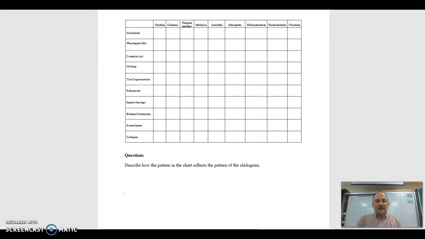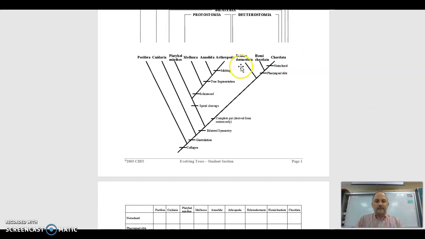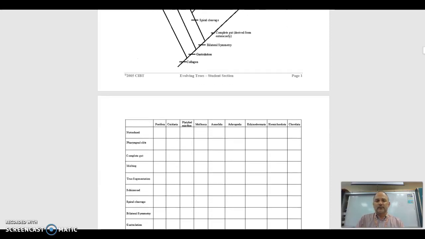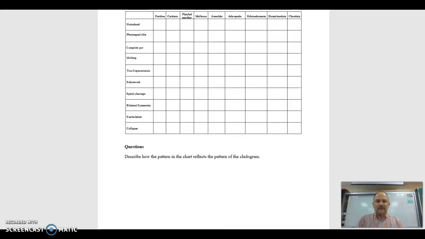The first question involves then, when you have this table correctly filled out, comparing the pattern of plus marks in the table to the branches on the phylogenetic tree. How are they similar? Do they look alike? Do they look like they're related? That's what that first question deals with. So once you've got the table done and you've answered that first question, return to the video. But until then, pause the video.